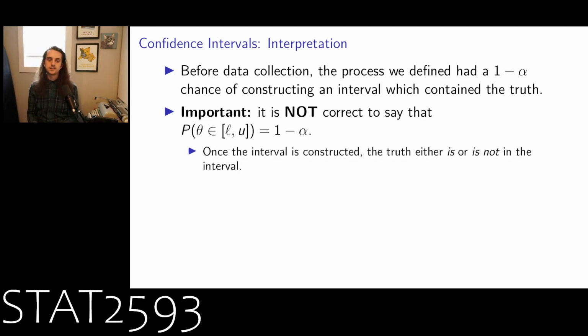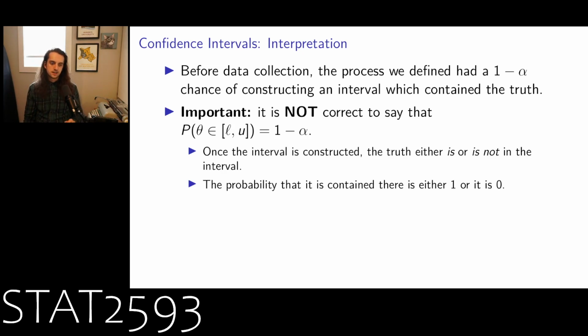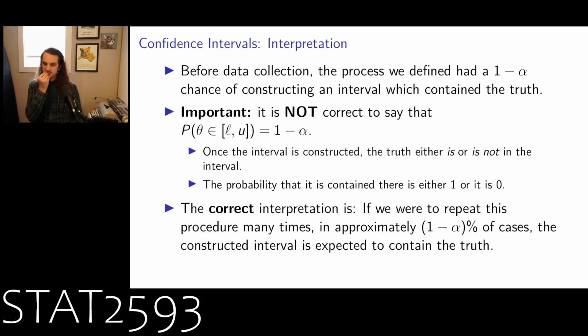Once the interval has been constructed, the truth is either in there or it is not in there. The probability that theta is in that interval is either 1 if it actually contains it, or 0 if it doesn't. So how do we correctly interpret this? The idea is that if you repeat this procedure many times, in approximately 1 minus alpha percent of the cases, the constructed interval is expected to contain the true value.